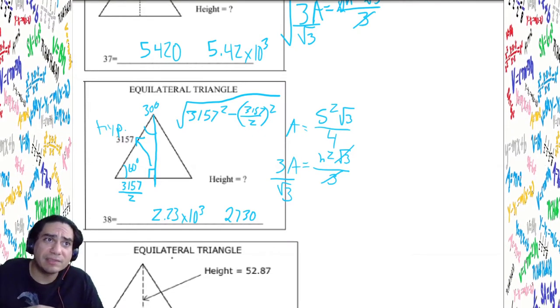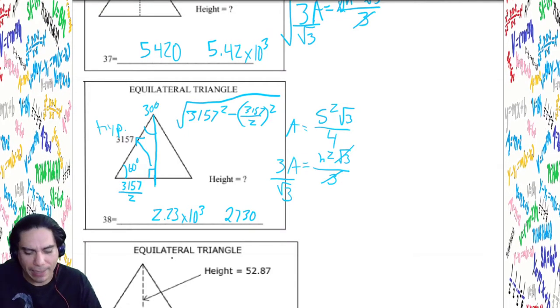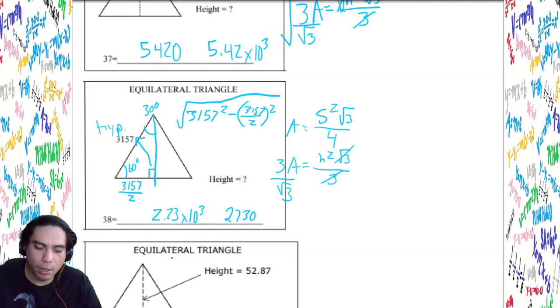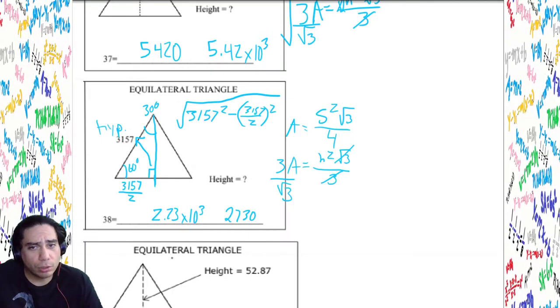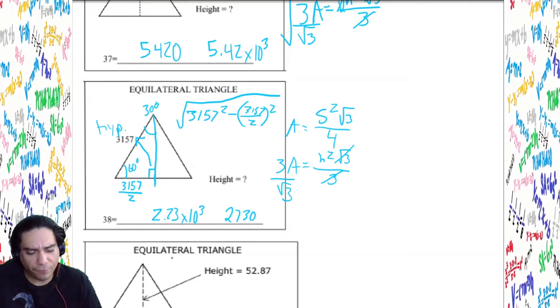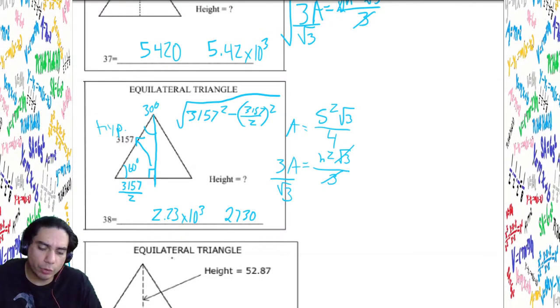That's about the missing side from that 30-60-90. That's the base right there, the smallest leg. Now I'm going to square that bad boy. I'm going to subtract them because we got the hypotenuse. So we're going to subtract, find the difference between the hypotenuse and that leg squared. And we're going to hit square root.